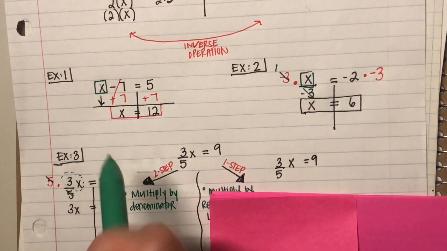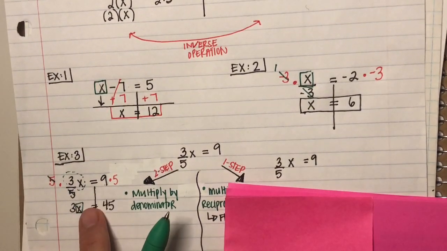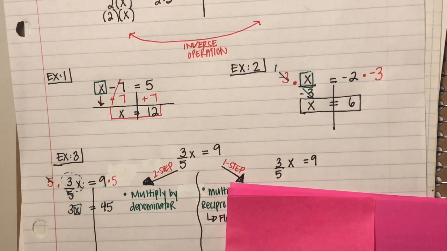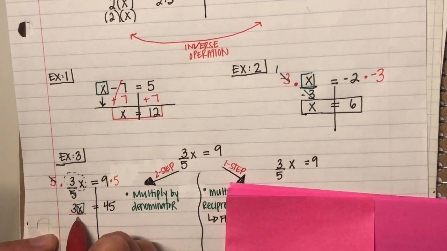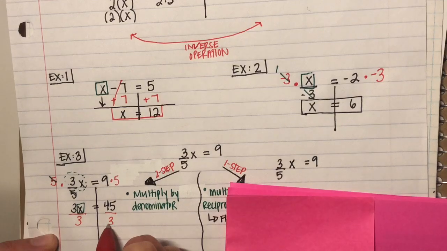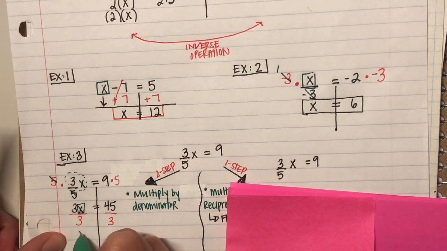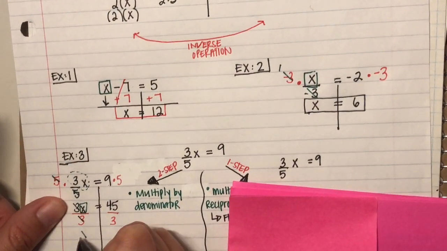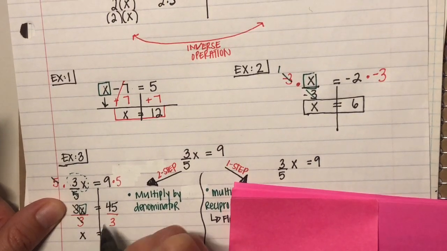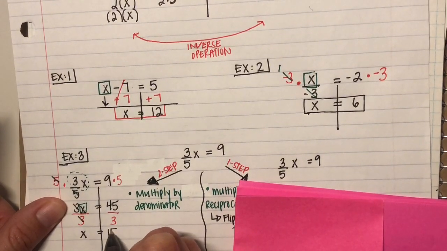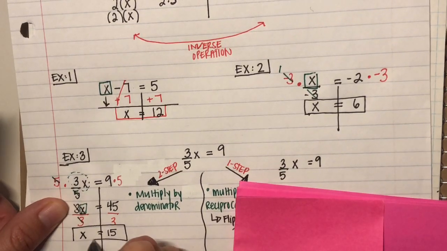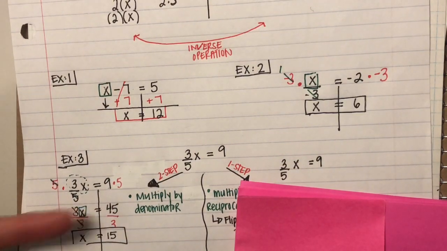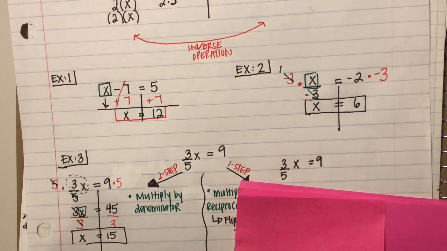Here's my variable. I need to get that by itself, but right now x is being multiplied by 3. So I need to undo that by doing the opposite, which is dividing by 3. And you have to do it to both sides. 3 divided by 3 goes to 1, so I'm left with 1x is equal to 45 divided by 3, which is 15. Okay, so that's the first way you can do it. It took 2 steps by first clearing the denominator, and then I had to divide by the coefficient.